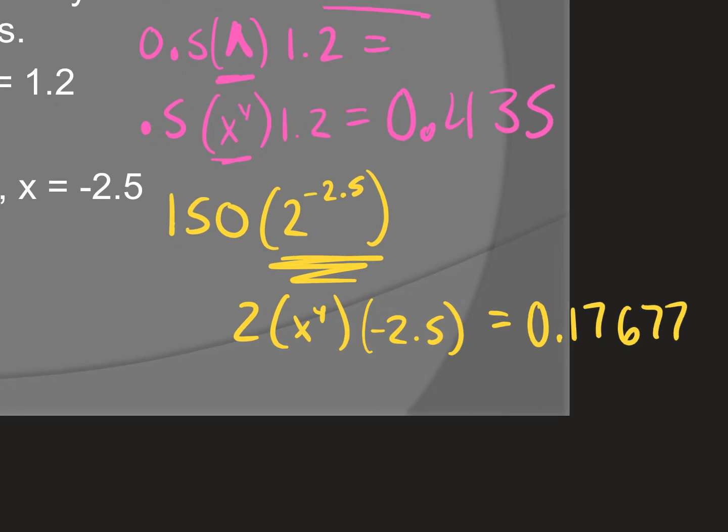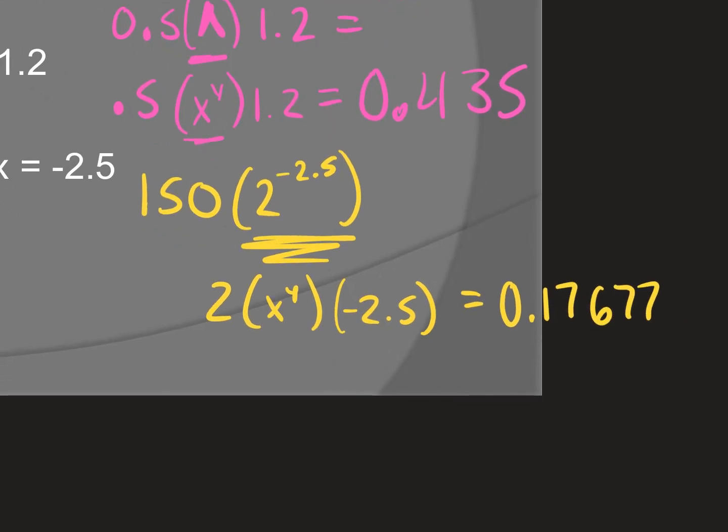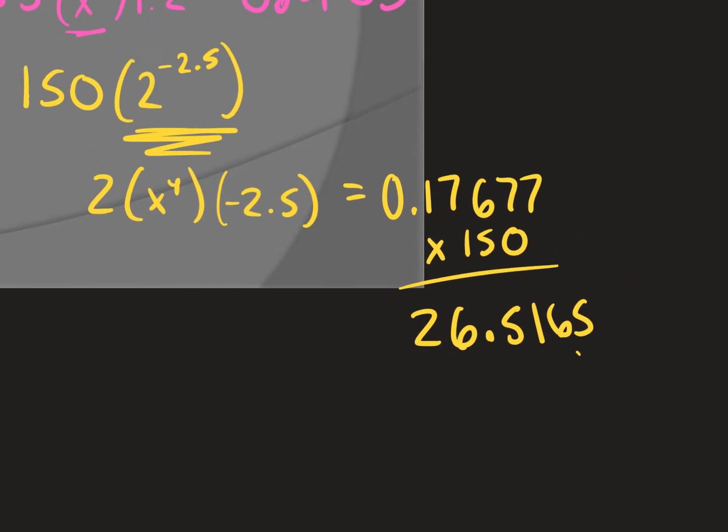0.17677. I'm going to keep as many decimals as I can if I write it down, but I'm just going to keep it in the calculator and multiply it by 150 as the last step. So when we times this by 150, you should get 26.5165. The fourth decimal tells us how we round. So since 5 tells us we round up, we round the 6 up to a 7. So it'd be 26.517.